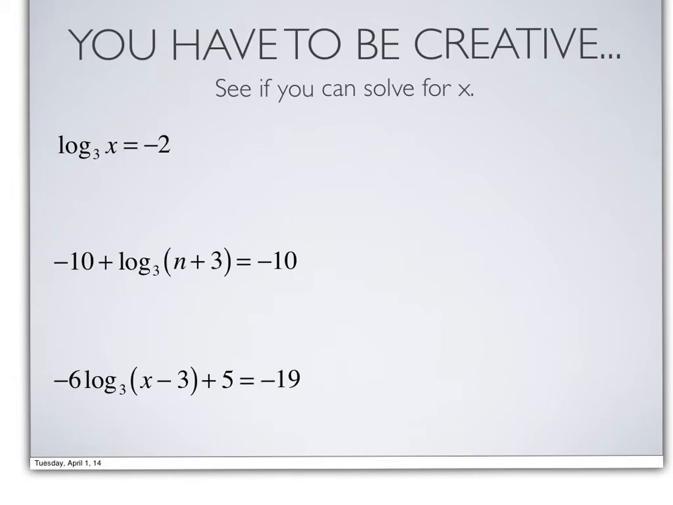So remember, this is my base, so I would go 3 to the power of, here's my exponent, 3 to the power of negative 2 is equal to x.